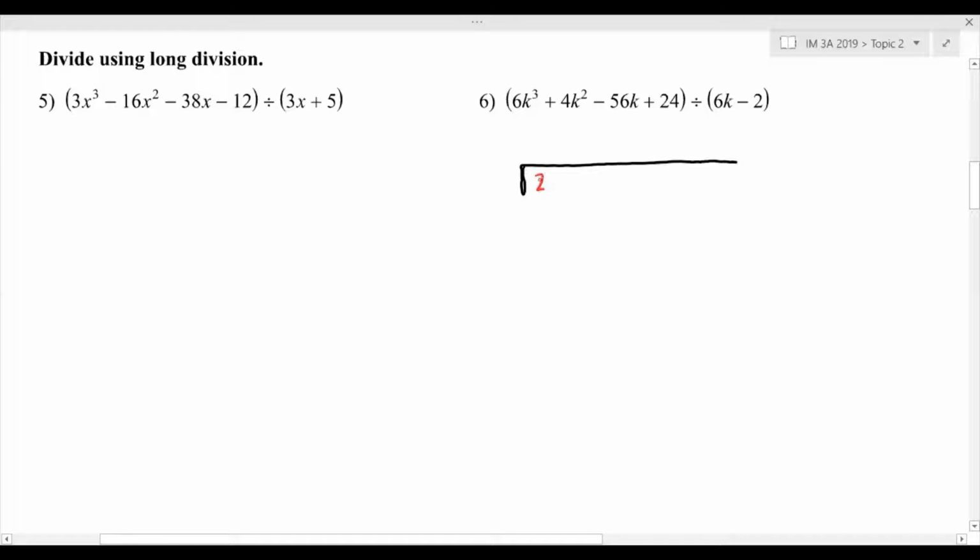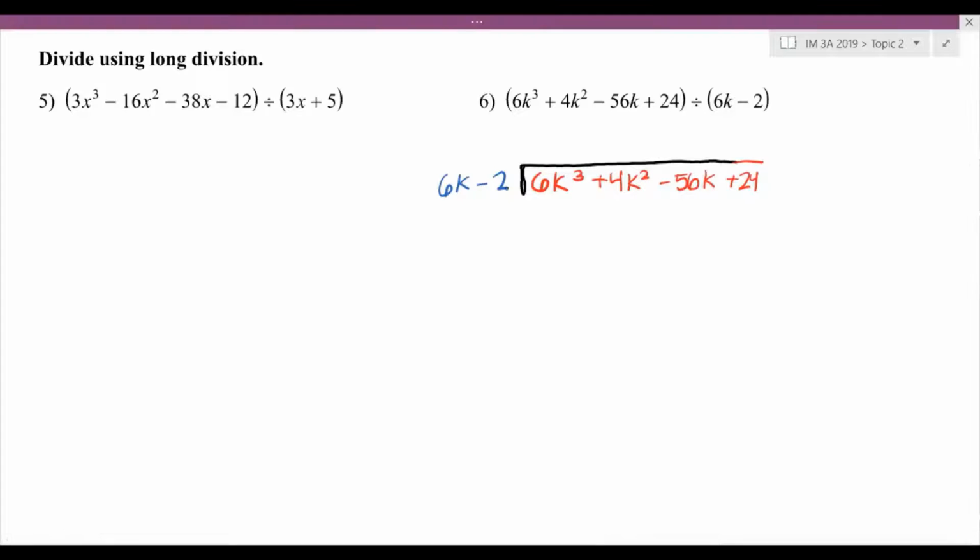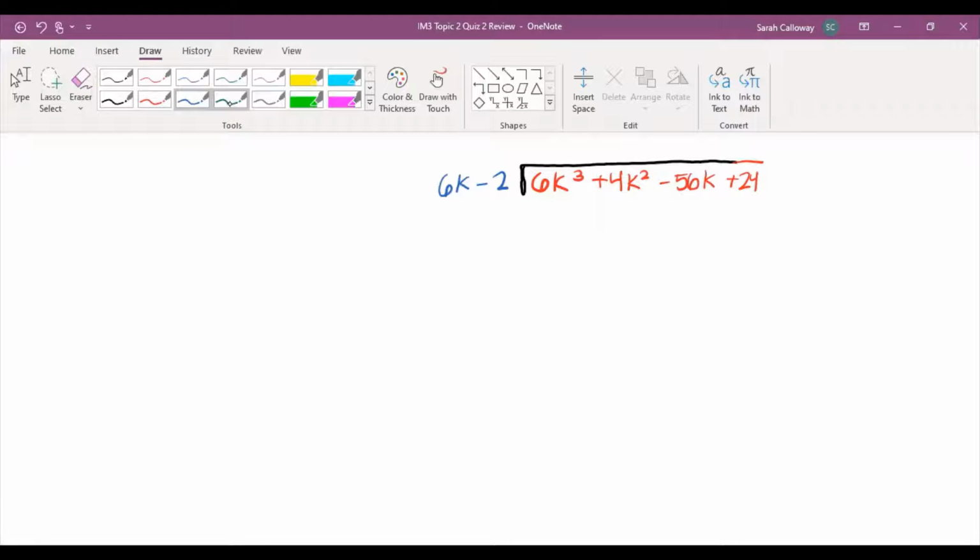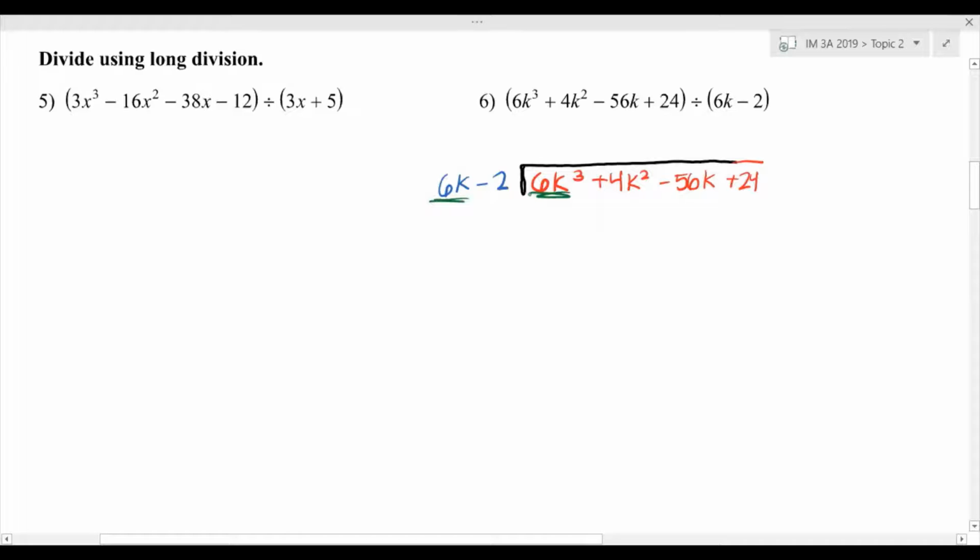So we've got 6k to the third plus 4k squared minus 56k and then plus 24. And then our divisor, 6k minus 2, is also in standard form, so we're going to place that on the outside. So remember that as we're doing long division, we are looking at just the first term in each piece and identifying what number I need to multiply 6k by to get 6k cubed, or think about it as dividing 6k cubed by 6k. And so I need to multiply this by a k squared.